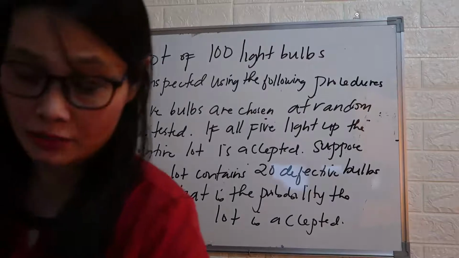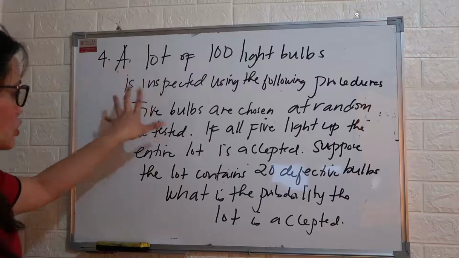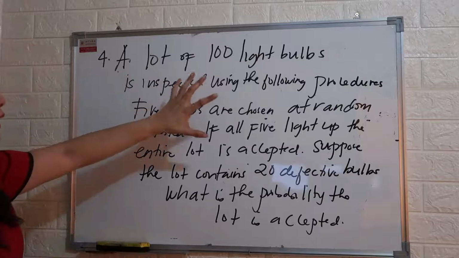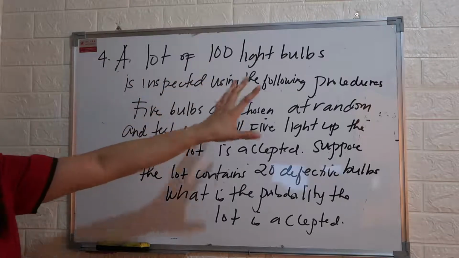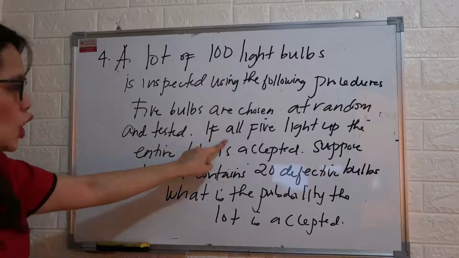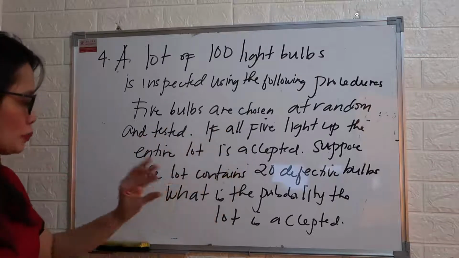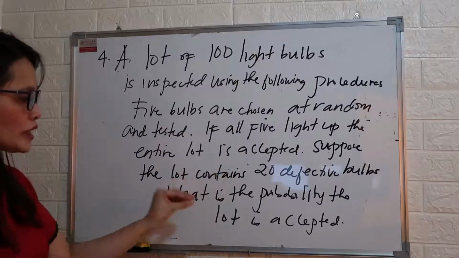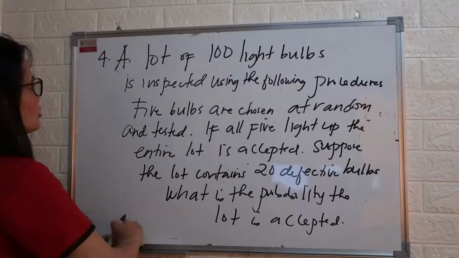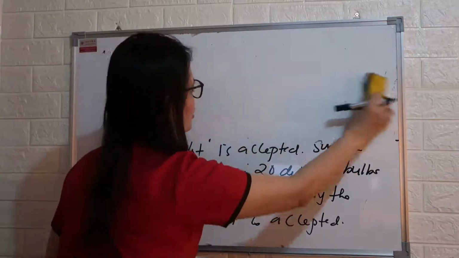So what is the probability that the lot is accepted? Meaning, we need to answer this one. A lot of 100 light bulbs is inspected using the following procedure. 5 bulbs are chosen at random and tested. If all 5 light up, the entire lot is accepted. Suppose the lot contains 20 defective bulbs. What is the probability that the lot is accepted? So how do we answer this one?